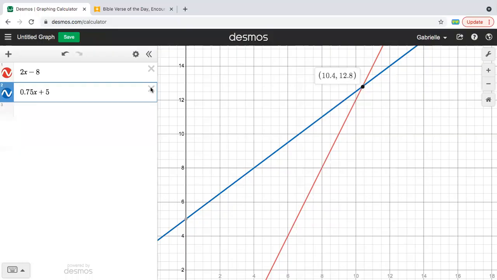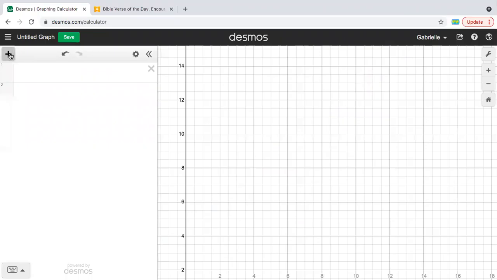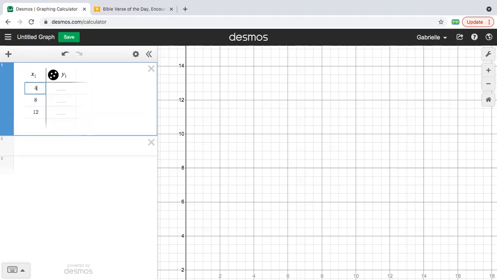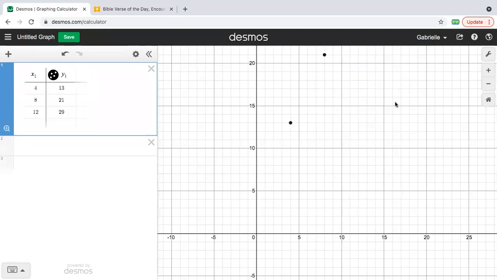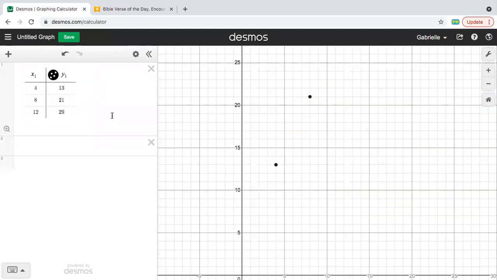So on Desmos, again, I'm going to add a table, so plus sign, table, and I'm going to add in those values. So the x values are 4, 8, and 12, and the y values, let me go look real quick, were 13, 21, and 29. Okay, if you notice, those are going to pop up on your graph.